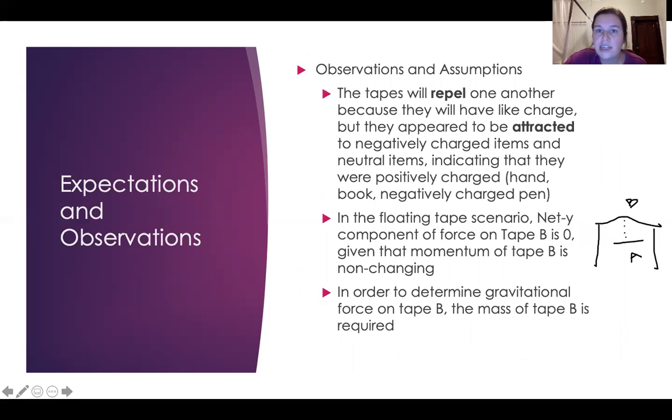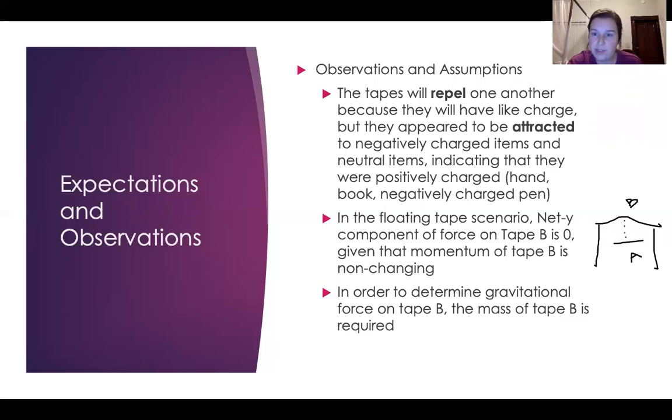Some of the assumptions I had made were that these two pieces of tape would repel one another from the start because they have to have like charges. And so like charges are always repelling one another. But to determine what that charge was, I had to use other common household objects like a negatively charged pen. And when that was attracted to the piece of tape, I determined that the piece of tape had to be positively charged and therefore electron deficient.